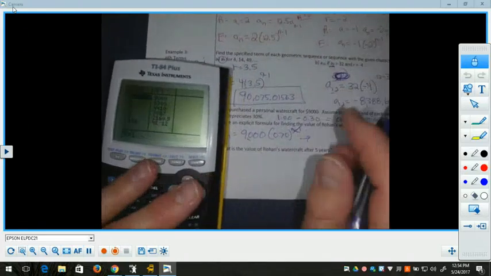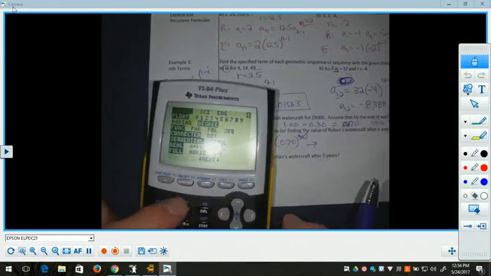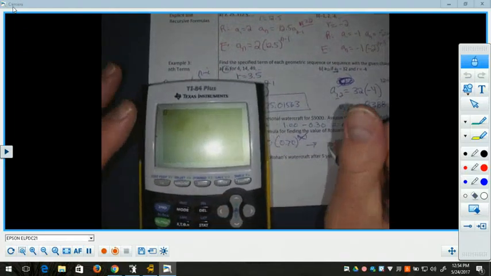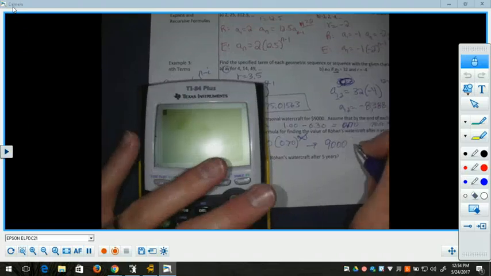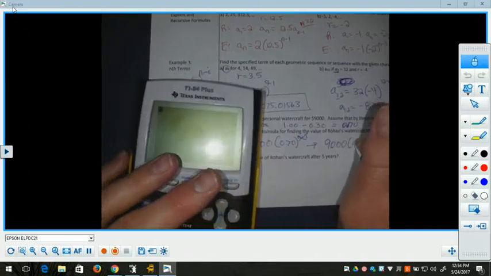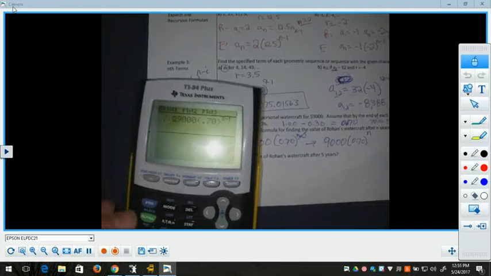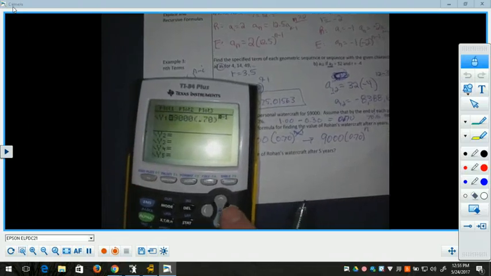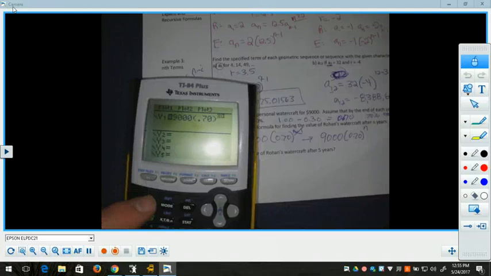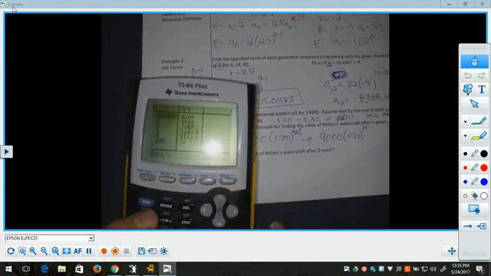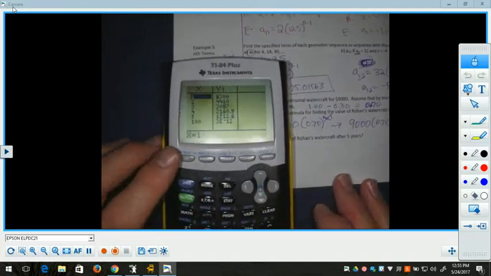For this particular application problem, my initial value is 9,000, and my rate was 0.70, but it should just be to the power of n. So we're going to see if that works. If I drop the minus 1, it should. That makes sense to me anyhow. So if I drop the minus 1, then that is correct.